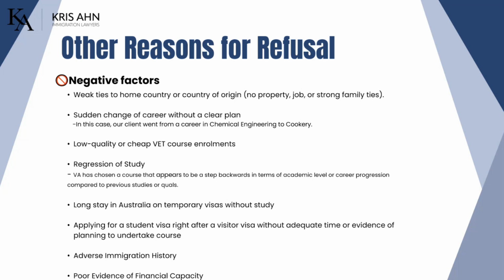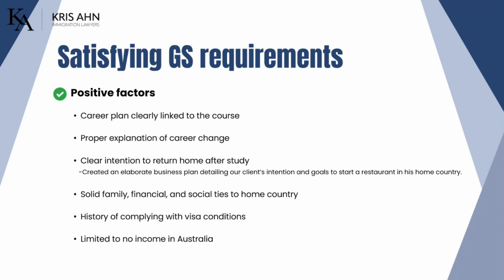If you are not able to show that you can support yourself for the duration of your course, including your tuition fees and the living funds, and if you have your family coming with you, then you need to show funds for your partner and your children, including their education. So this whole needs to be shown. If you can't prove the funds required for study in Australia, you might receive a refusal. So here are some satisfying GS requirements, positive factors which we can say.